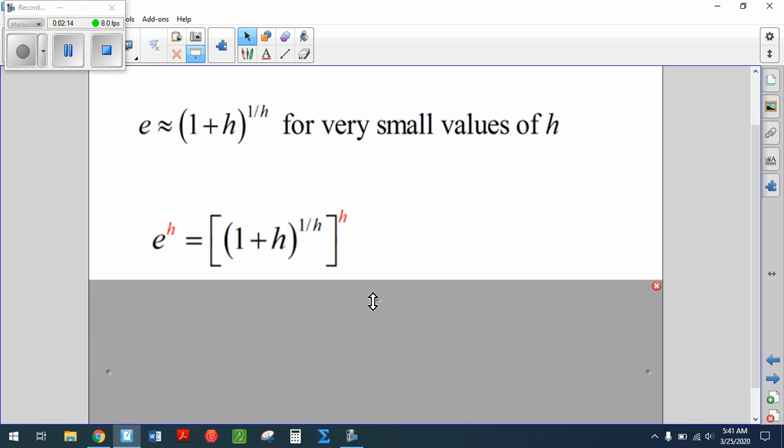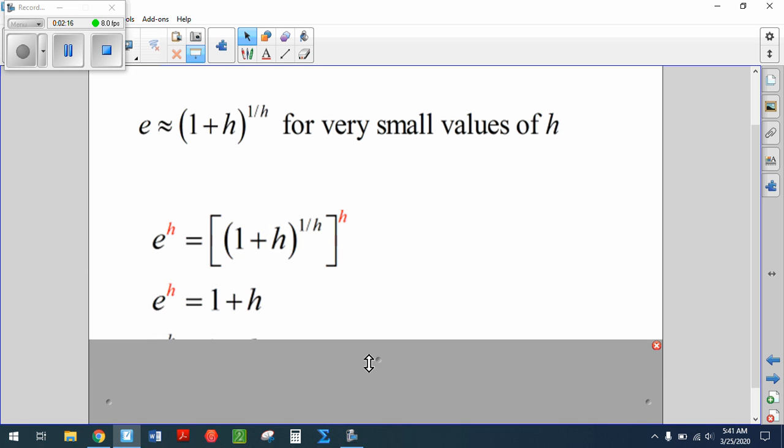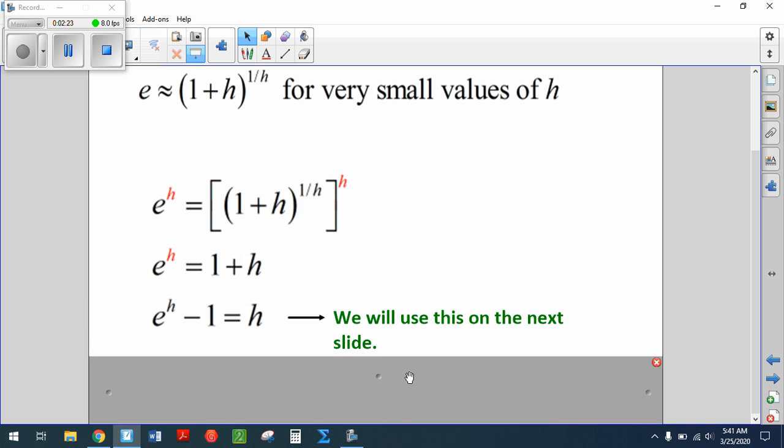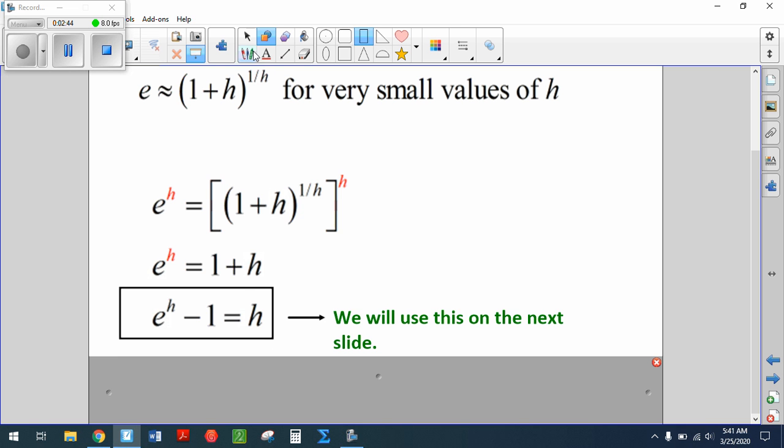So e to the h on the left. On the right-hand side, I use my exponents to simplify to 1 plus h. And then I can rewrite it. The whole point of this little activity was just to get a substitution that I could use in my process for coming up with the derivative, or the formula for finding the slope of the tangent line. So I did all of this just to get this expression, e to the h minus 1 is equal to h. And we're going to substitute that in on the next slide.